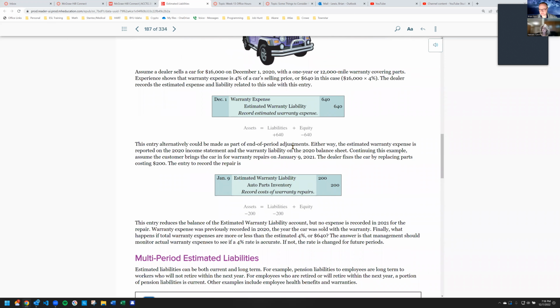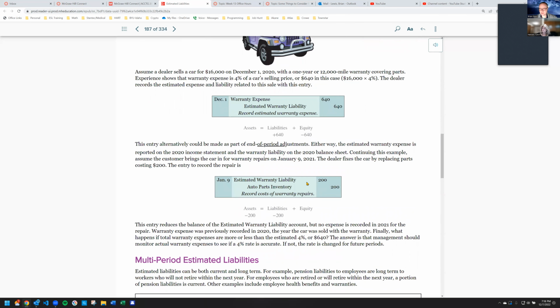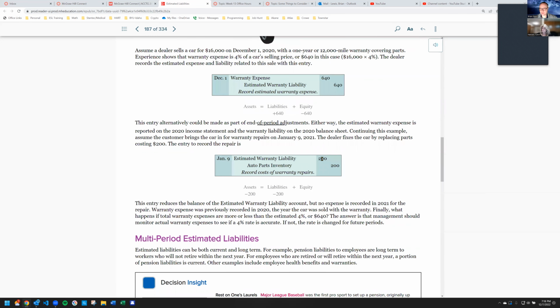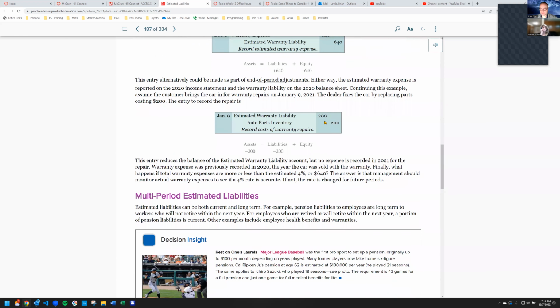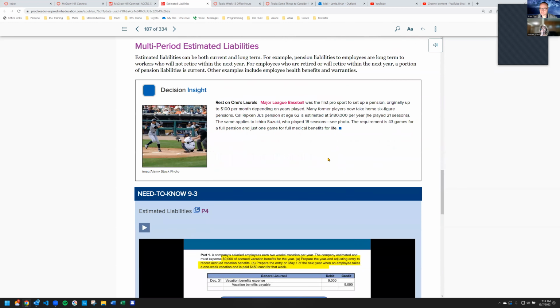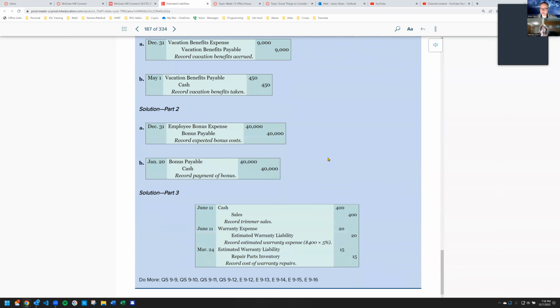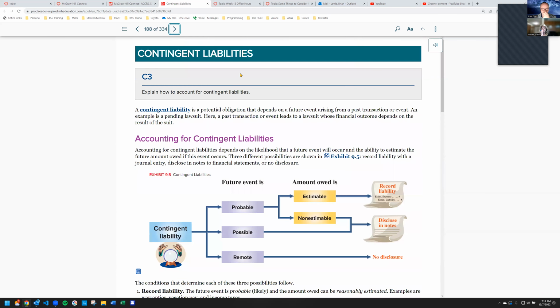In this case, I think this is an end of period adjustment where maybe the warranty lapsed. Either way, estimated. Actually, they did some work against the liability. So they're just taking the parts out of the inventory and they're debiting the liability, therefore reducing it. So that shouldn't be too bad. I think what's in here covers that pretty well.